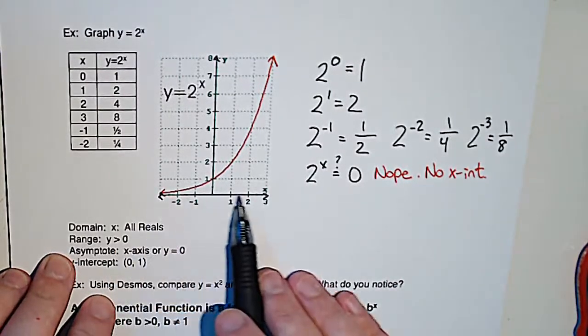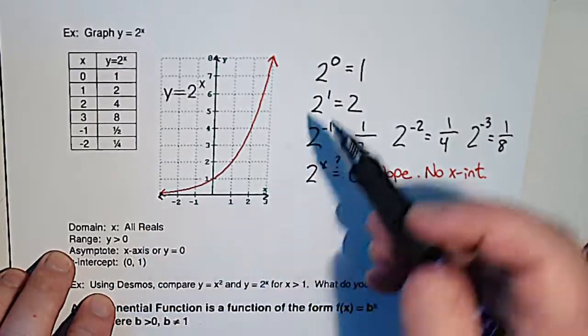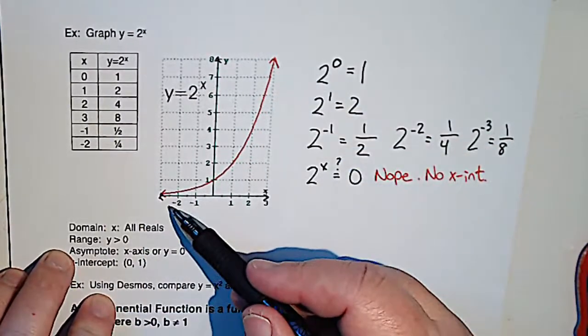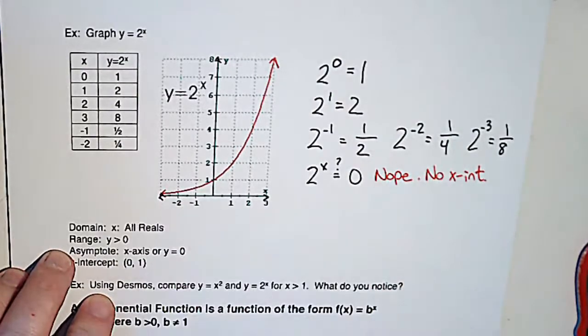This horizontal line is a fence. If this were an animal, it would walk along the fence and get closer and closer and closer to the fence, but it would never touch.